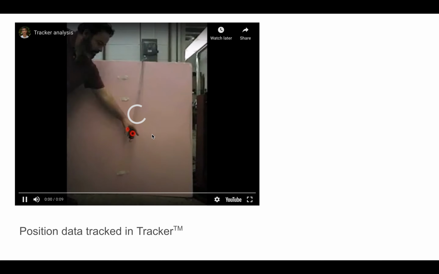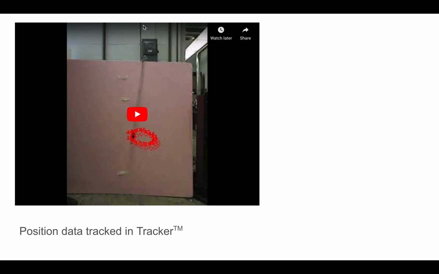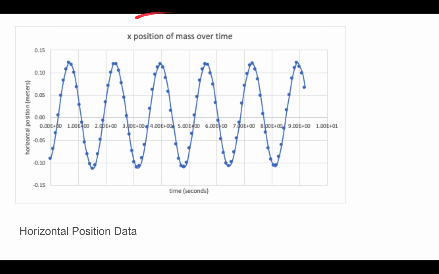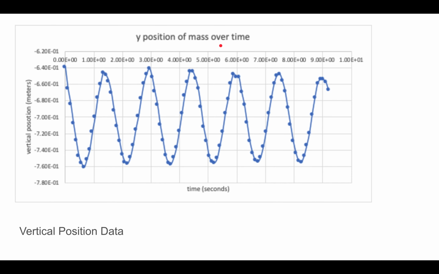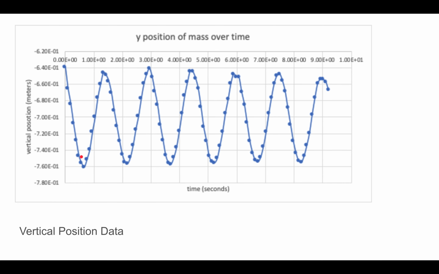Position data is tracked in Tracker, and it looks as follows. You can see that the object moves both in the x and the y, and we have our x plane as this, and vertically is our y plane. This is the x position of the mass over time, and this is the y position. As you can see, the y position oscillates between a negative value and a more negative value, and the x position oscillates between a positive value and a negative value.